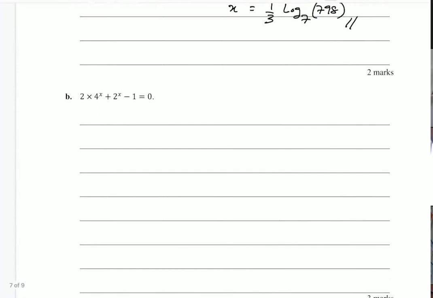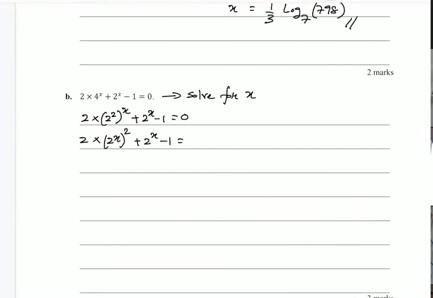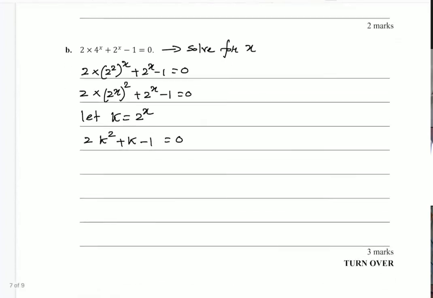So when you have this question, now you need to solve for x, right? You need to solve for x, right? So this is a very common question here. So you write 4 in terms of 2 and x out, plus 2x minus 1 is equal to 0. So 2 here, and then you swap the things, 2^(2x) plus 2^x minus 1 is equal to 0. So let k is equal to 2^x. So then you get 2k squared plus k minus 1 is equal to 0, right?